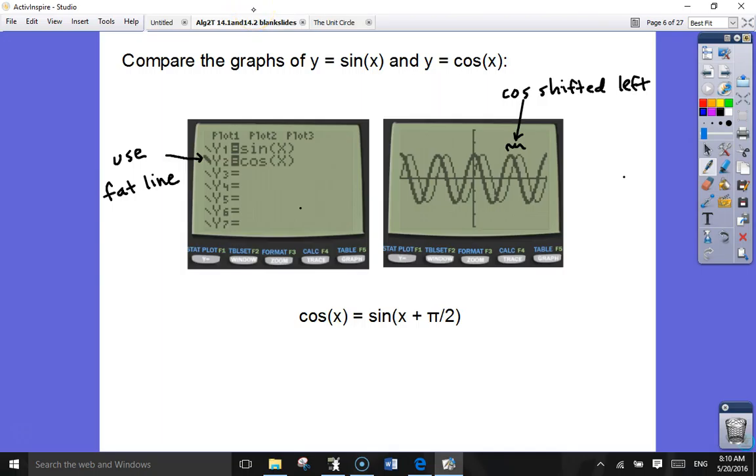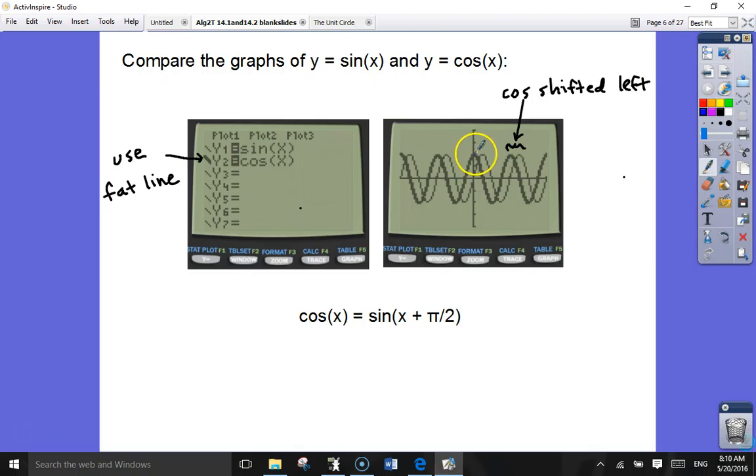So I put on this the sine and the cosine, and I put the sine as the first normal line, and I made the cosine a fat line. I'm not sure if we've done that before in class, but you make a line fat by scrolling all the way to the left margin and you hit enter once. And that'll make it a fat line. That way you can kind of see the difference in the graphs. So you can see that there's just a little bit of a shift in the two graphs.